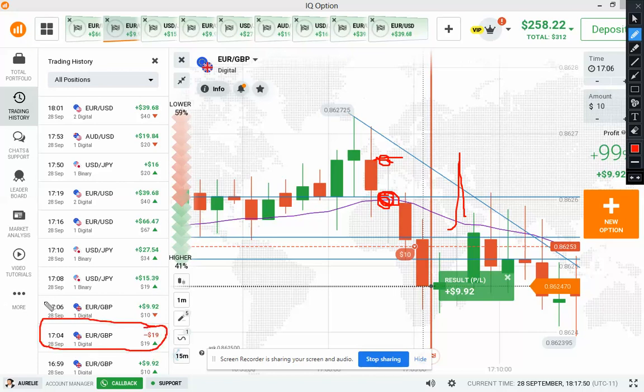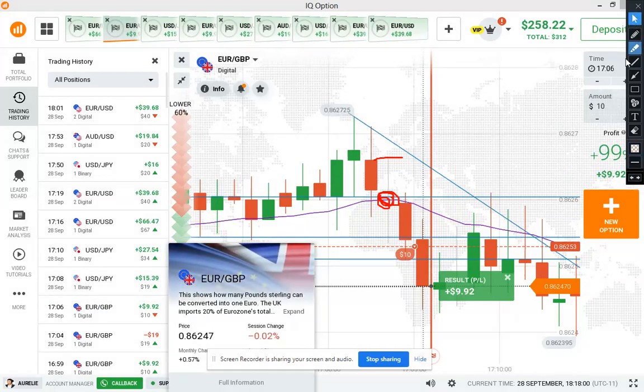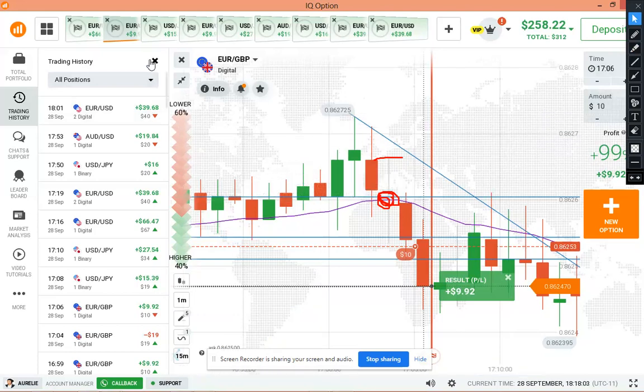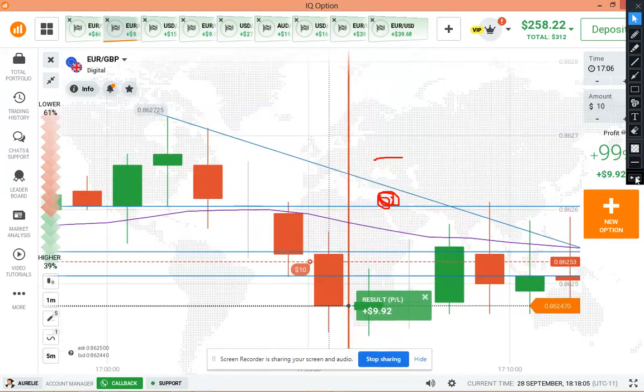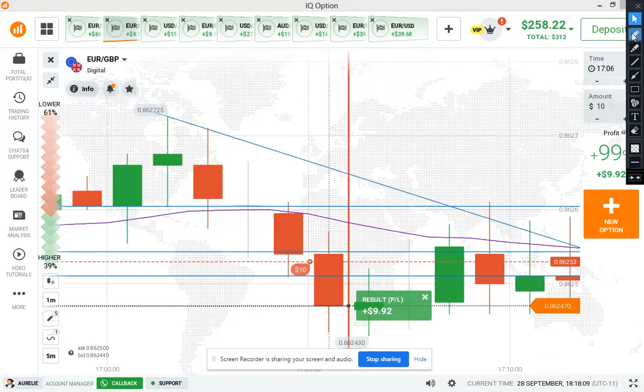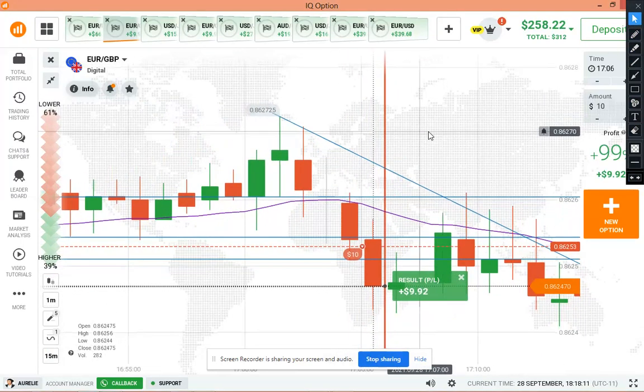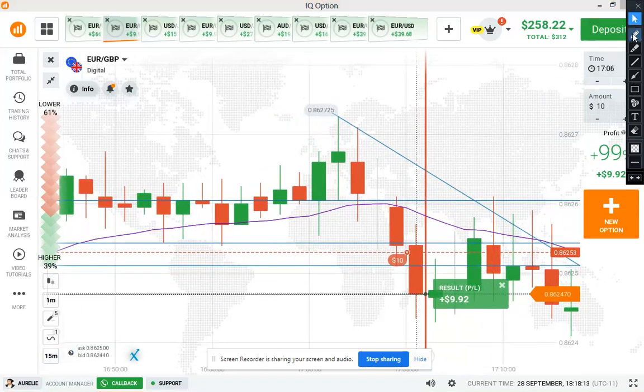So I started again with $23.71 balance left on my account, which is still Euro GBP. Okay. The reason why I go with sellers here is that I was observing the market movements. Look at this line.